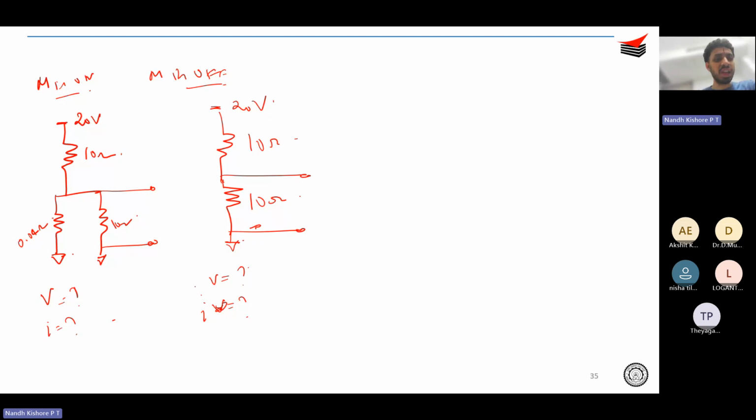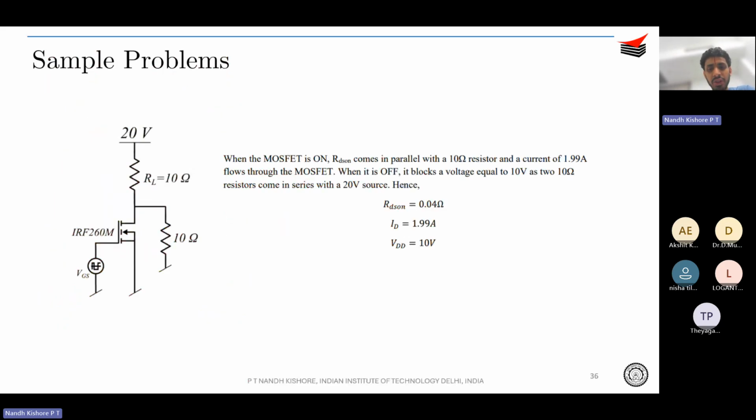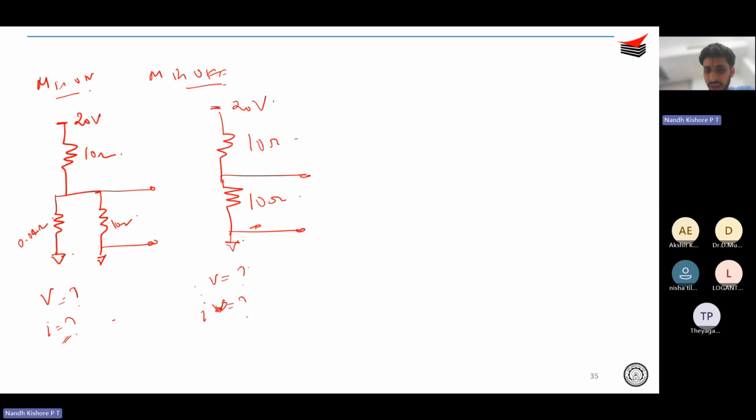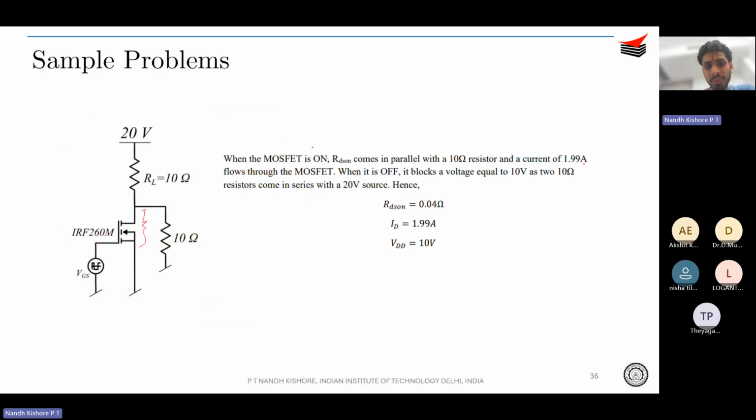In the interest of time, I'm not doing this, but you understand that it's a simple problem. You just need to draw the equivalent circuit in both intervals, find out V and I, and from that you can compute your switching loss. As I was saying, when a MOSFET is on, RDS on comes in parallel with this 10 ohm. Compute the current in this case. That turns out to be 1.99 amperes.